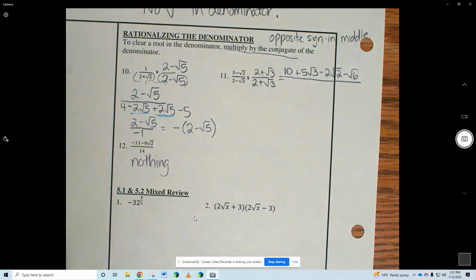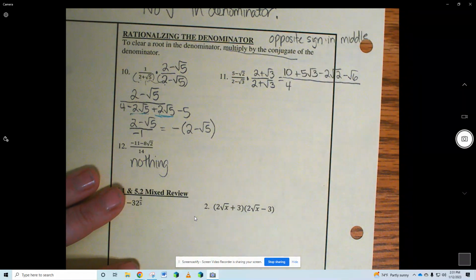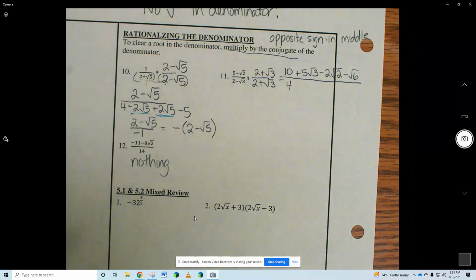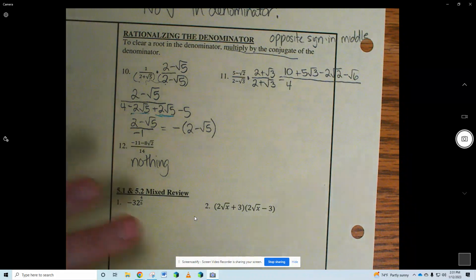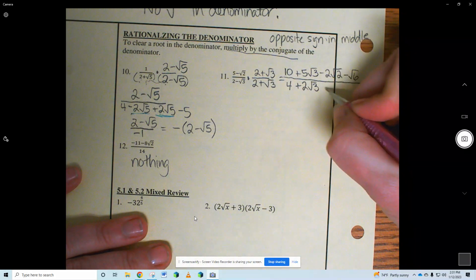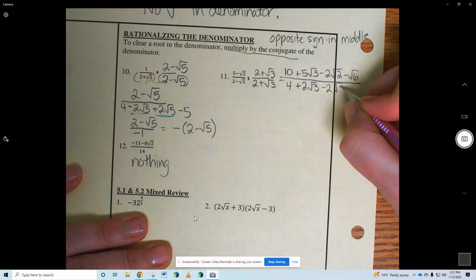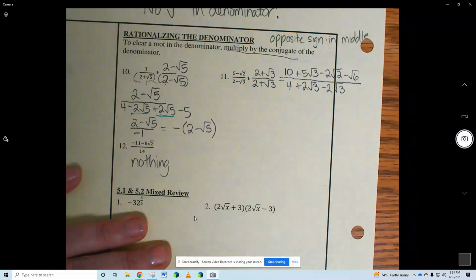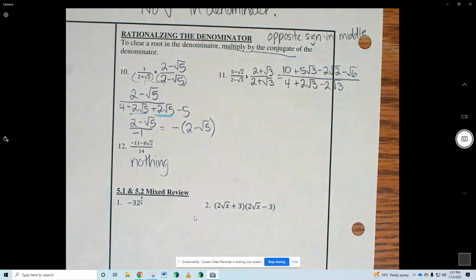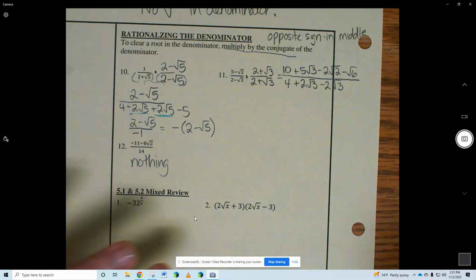Denominator, 4. Now things are going to cancel out in the denominator. That's good. I don't want a square root in the denominator. Outside, plus 2 rad 3. Inside, minus 2 root 3. Last, minus root 9, which is minus 3.